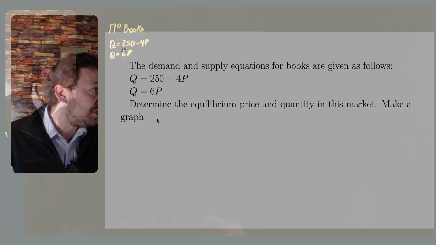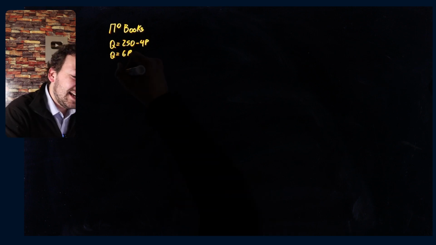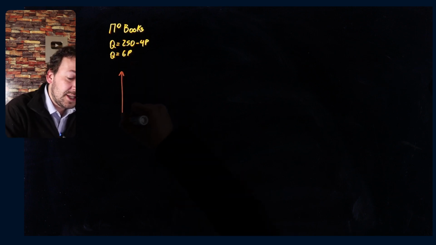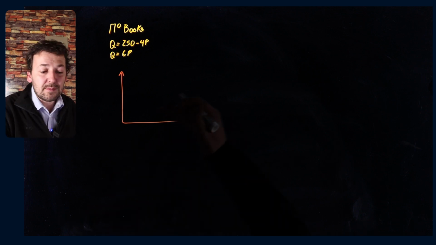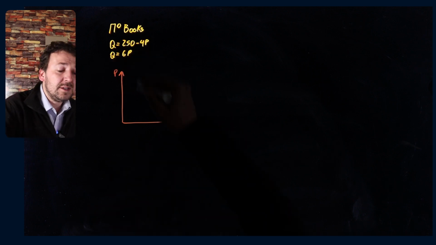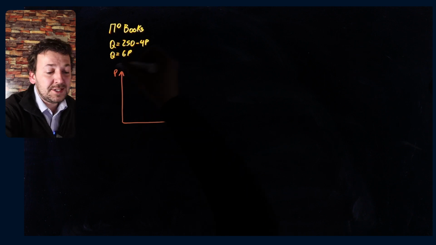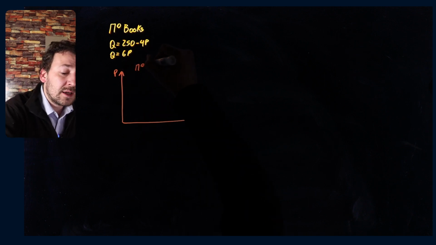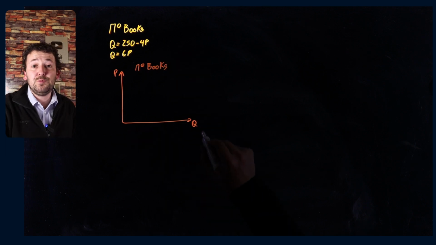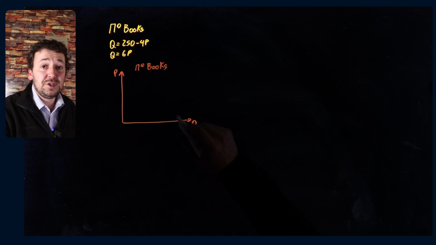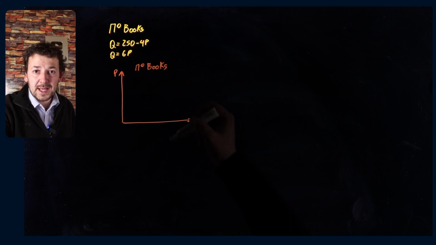So in order to solve this, we will start first with the graph. This is something that I always tell my students: if you don't know what to do, make a graph. It will help you a lot. In the vertical axis, we have the price. We are looking at the market of books. And in the horizontal axis, we have the quantity. And we have to start graphing the supply and demand.